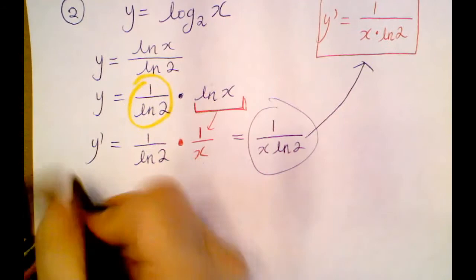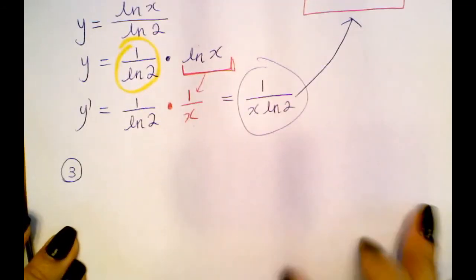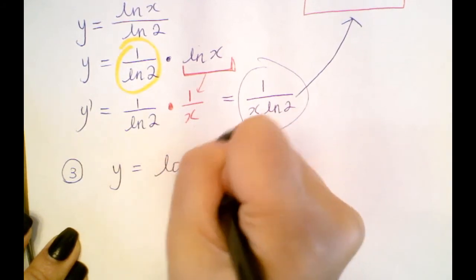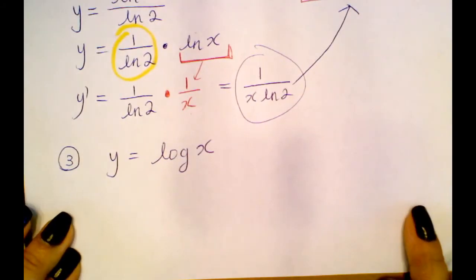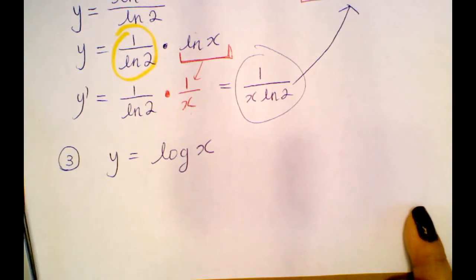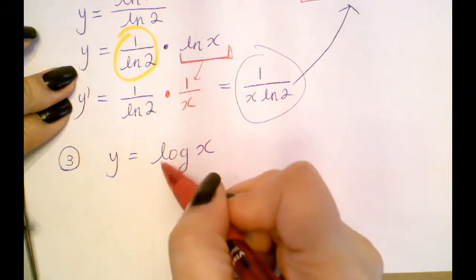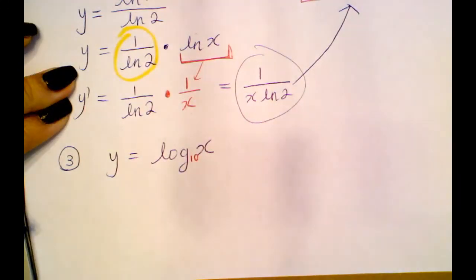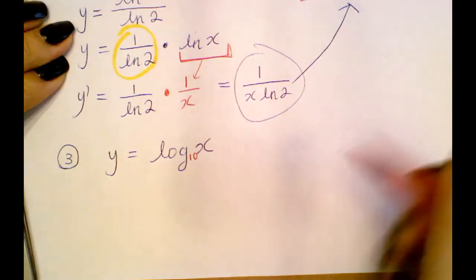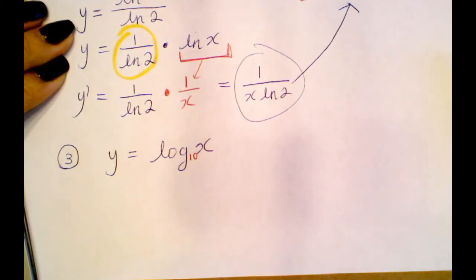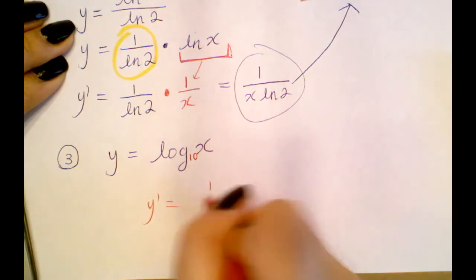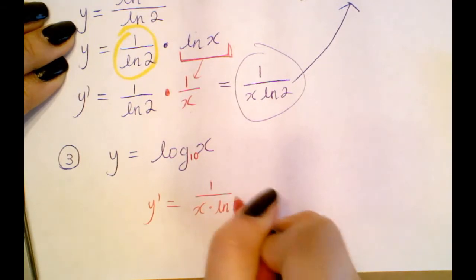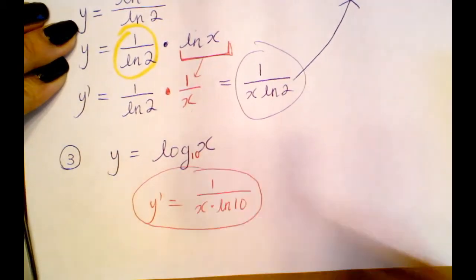All right, how about you try this one? Number 3. I'll give you y equals log x. You're like, uh-oh, what's the base? The common logs don't have the base written, but if it's just log x, the base is really 10. So I will use a shortcut this time. y prime is equal to 1 over x times natural log of 10. And that is the derivative of our y.